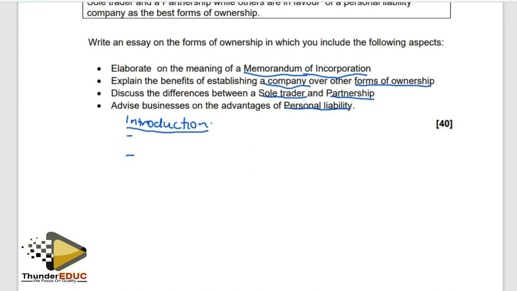After identifying these keywords, key concepts in the question, choose any two of the keywords and use them as your introduction by defining them in simple words. For example, you can choose a memorandum of incorporation, or a sole trader, or a company. Let's say a sole trader is a business owned by one person.